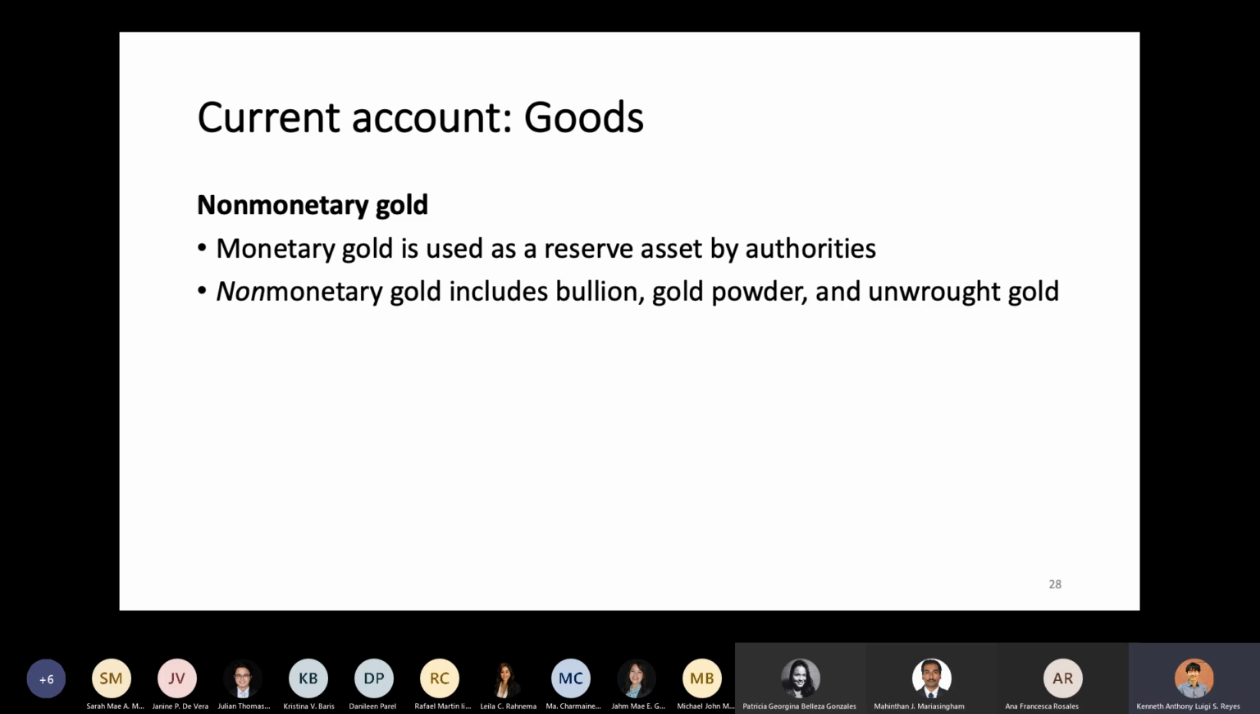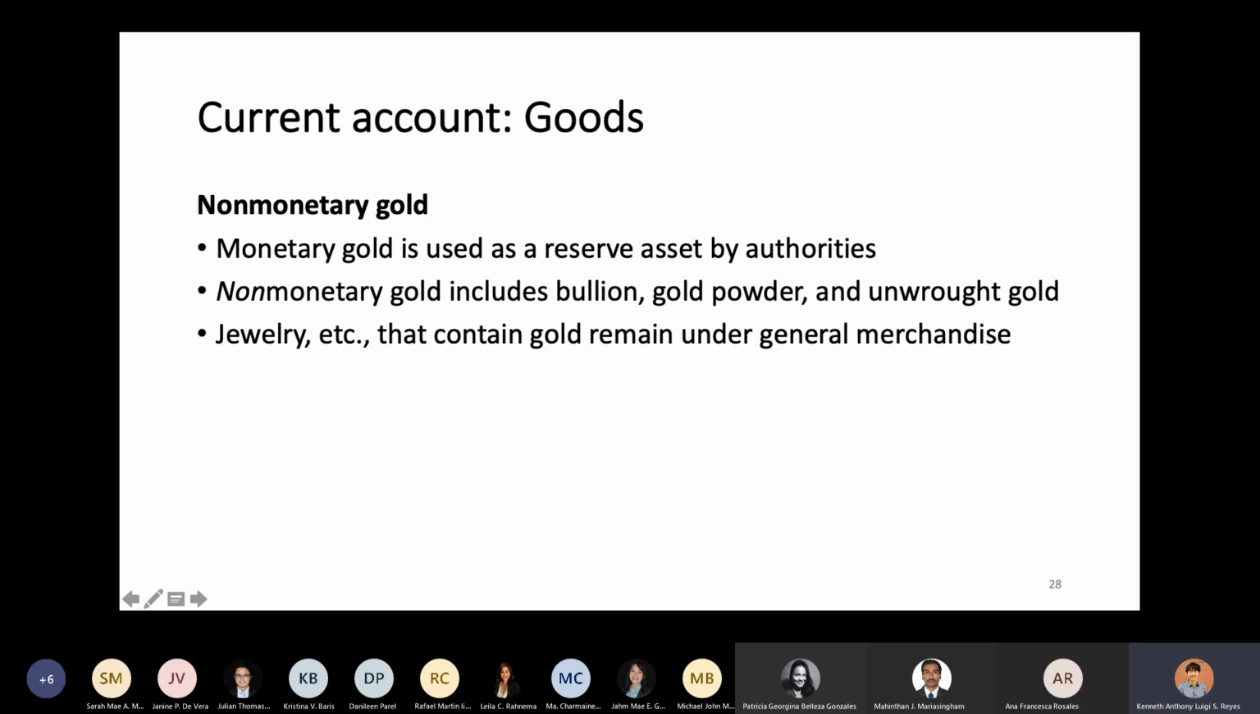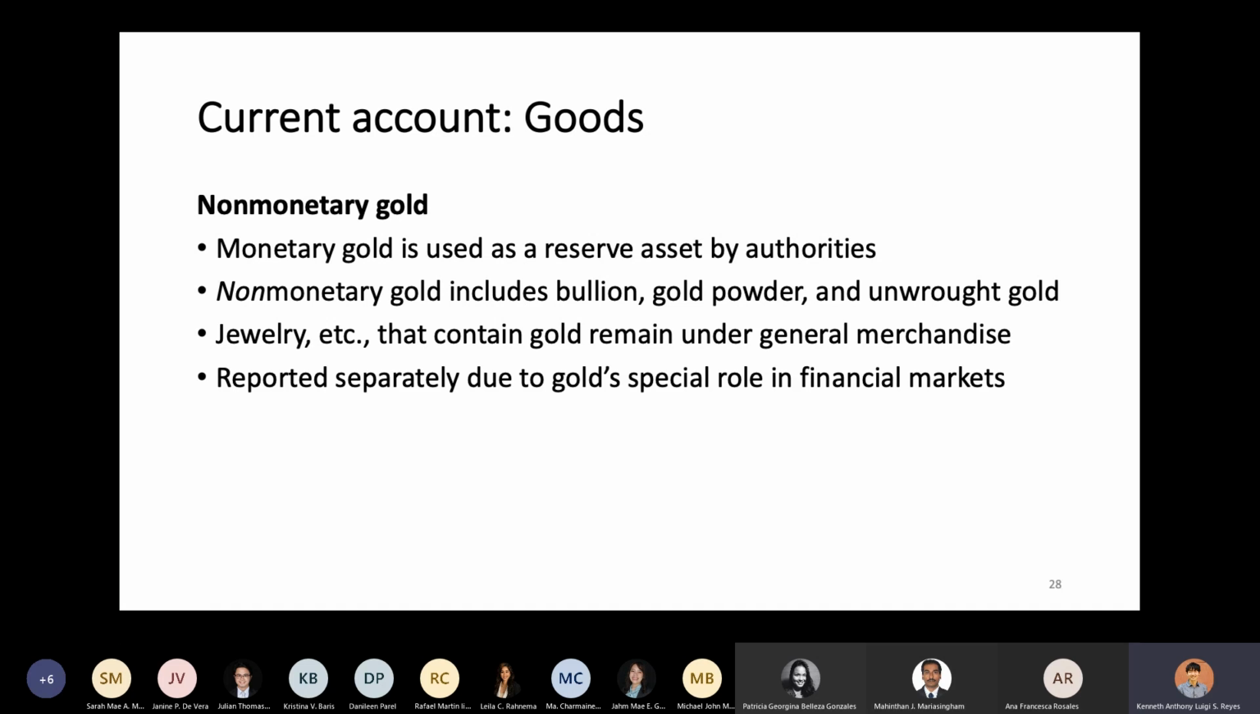Okay, and finally, non-monetary gold is the last component of the goods account. Monetary gold is used as a reserve asset by authorities. On the other hand, non-monetary gold is, well, not. This includes bullion, gold powder, and unwrought gold. Jewelry and things like that are not considered non-monetary gold, even if they contain gold. They will remain under general merchandise. So the reason why this is reported separately is because gold has a special role in financial markets. So it's a good idea to keep track of transactions involving gold, even if it is not considered monetary.